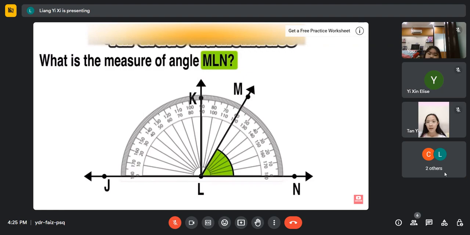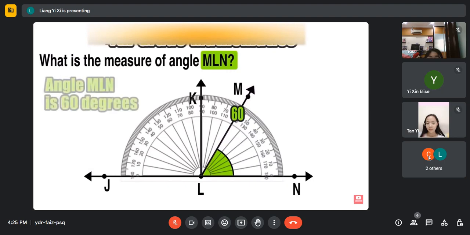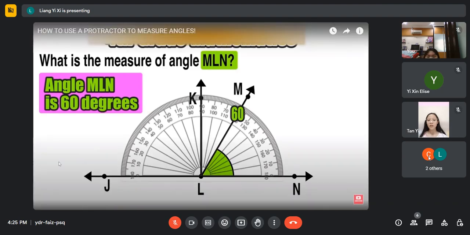Now we can use the top ray, in this case the line that starts at point L and goes through point M, and see what measurement it is aligned with on the protractor. The protractor shows us that angle MLN has a measure of 60 degrees. So our conclusion is that angle MLN is 60 degrees, and we are finished with this question. This is a little bit more practice helping you to understand how to use a protractor to find the measure of a given angle. That's really all there is to it. I will catch you guys next time. Thank you again for stopping by.